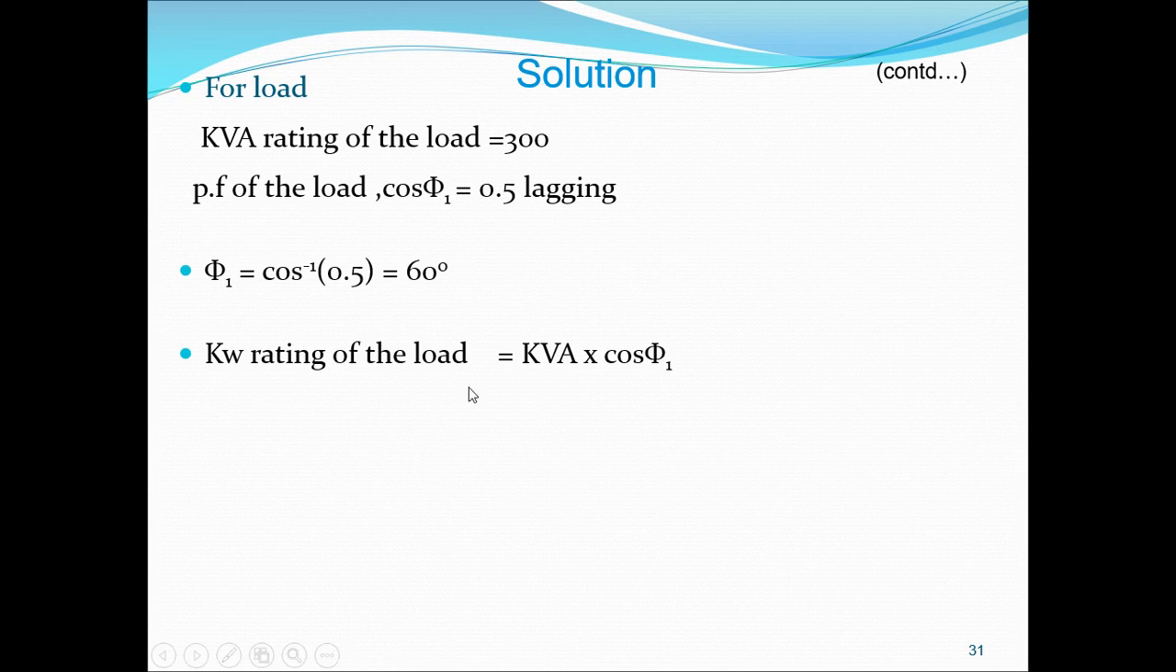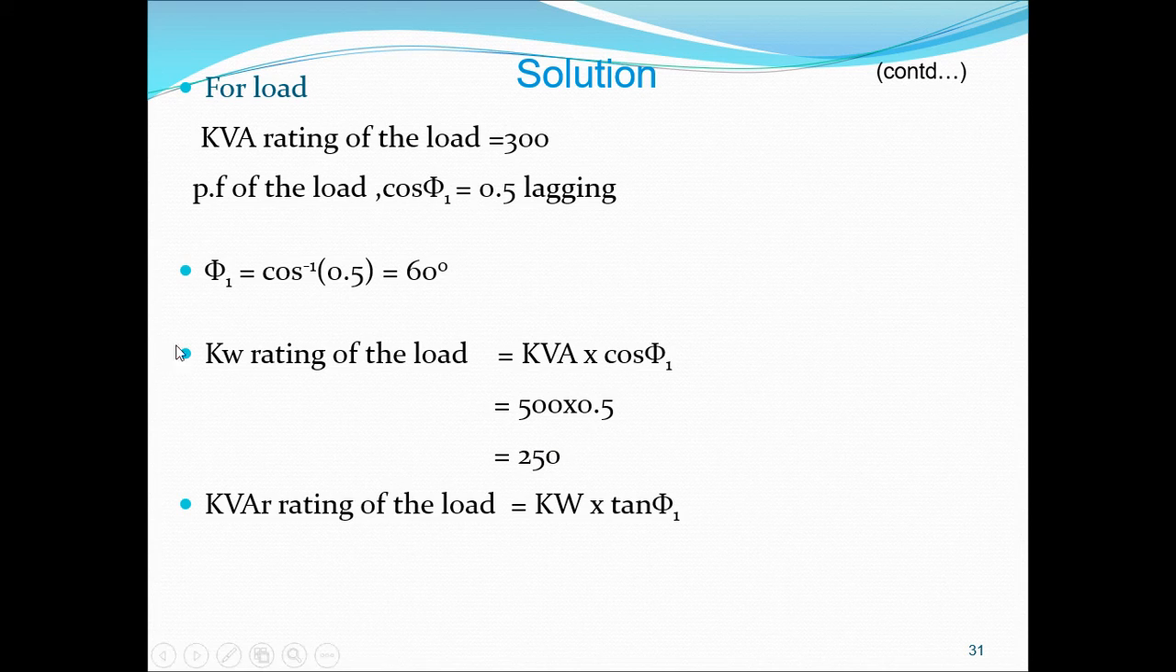So kW rating of the load is equal to kVA into cos phi 1. So that is 500 into 0.5, that is 250. So kVAR rating of the load is equal to kW into tan phi. So that is 250 into tan 60. So that is 433 kVAR rating of the load.